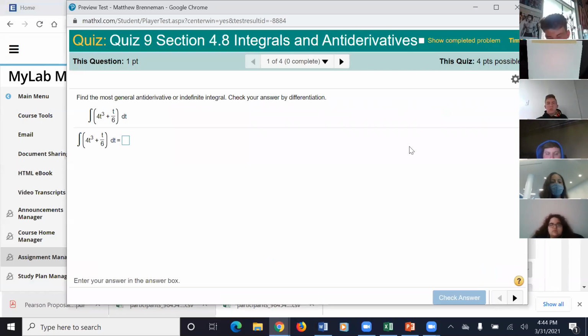Okay, so here's our first problem. It asks us to find the most general antiderivative. That's kind of a misnomer. There is no such thing as the most general. They're just trying to make the point that they want you to find the general antiderivative or indefinite integral.